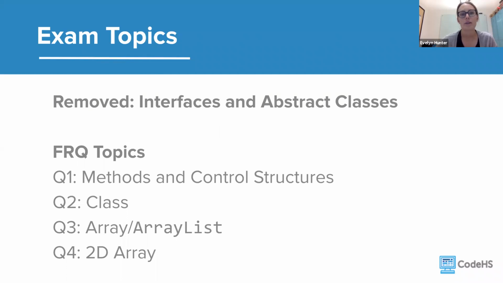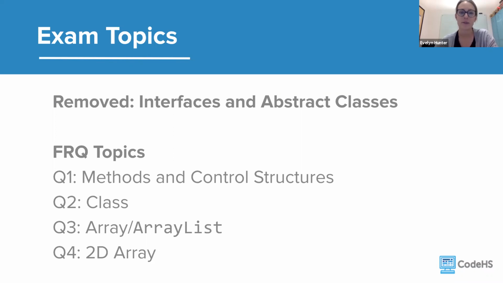Even though the new course and exam description looks pretty different, the changes to the actual CSA exam are fairly minor. The exam is made up of 40 multiple choice questions and 4 free response questions, as always. The big difference is that interfaces and abstract classes are no longer tested concepts. So you don't need to cover them before the AP test in May. If you still want to cover these topics, you might want to consider teaching them after the AP exam, just to give yourself more time to cover all of the tested topics.